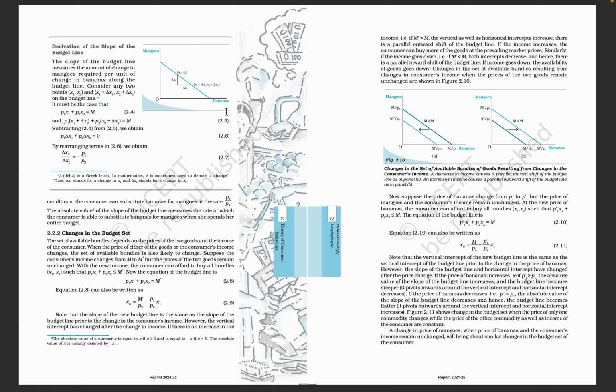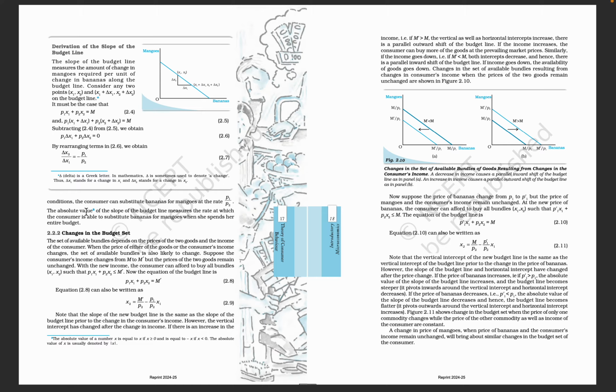Note that the vertical intercept of the new budget line is the same as the vertical intercept of the budget line prior to the change in the price of bananas. However, the slope of the budget line and the horizontal intercept have changed after the price change. If the price of bananas increases, that is, if P1 prime is greater than P1, the absolute value of the slope of the budget line increases and the budget line becomes steeper. It pivots inwards around the vertical intercept and the horizontal intercept decreases.